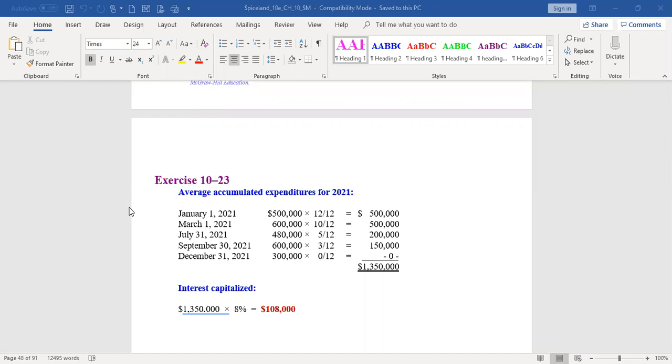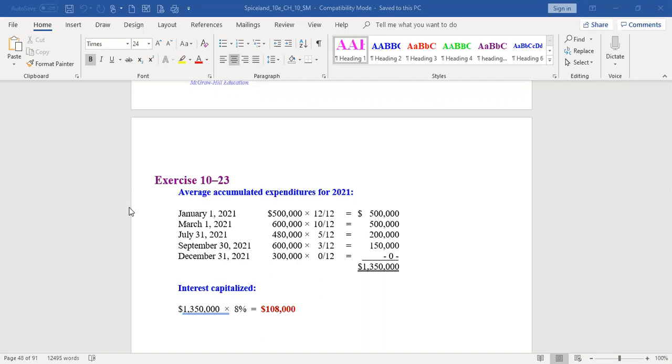Construction expenditures incurred during 2021 were as follows. So we're going to take each expenditure and determine how long it would have been outstanding during the year based on when the payment was made. So $500,000 would have been outstanding for 12 of 12 months. The March 1st payment would have been outstanding for 10 of 12 months. The July 31st, 5 of 12 months. $600,000, 3 of 12 months, and the December 31st wouldn't have been outstanding at all.